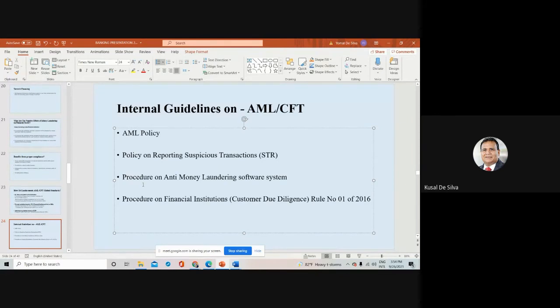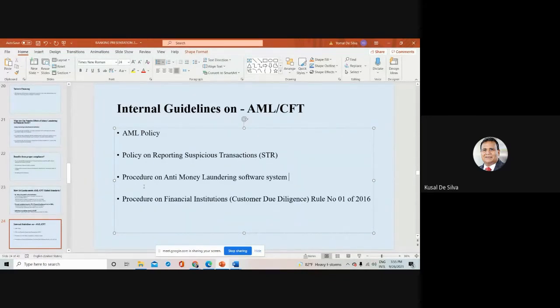Then every bank has an AML monitoring software. My bank used MBlock, that is the software available. Some banks may be using different software, so I'm not sure which software they are using. But that procedure has to be given in writing for users, so that users can use it without any complications.